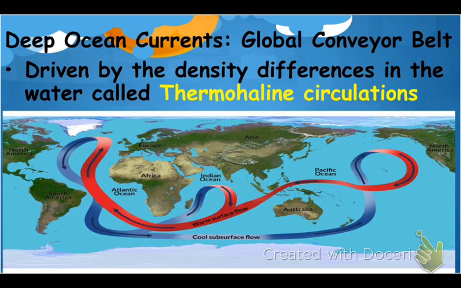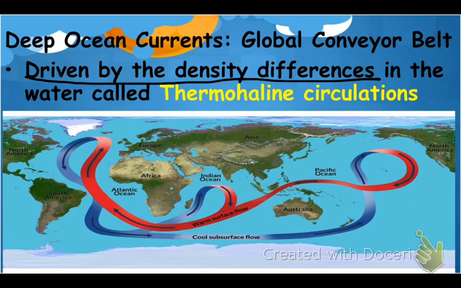Now we're going to look at deep ocean currents. That was all talking about your surface water. Deep ocean currents go from the top all the way down to the very bottom of the ocean. And with our deep ocean currents, we call them the conveyor belt. Now, the biggest thing for you to make sure you know is deep ocean currents are driven by density differences. Okay, they are driven by density differences.